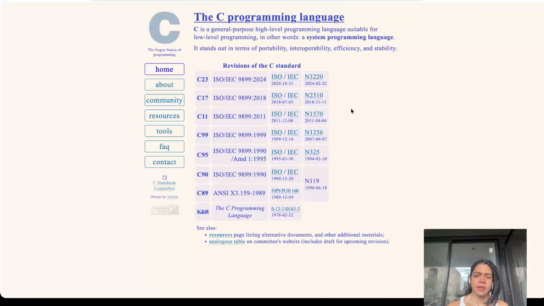Okay, that was fast. So here it is, the clanguage.org, the lingua franca of programming. You got it. All right, so this is the C programming, right? So C is a general purpose high-level programming language suitable for low-level programming. In other words, a system programming language. It stands out in terms of portability, interoperability, efficiency, and stability.